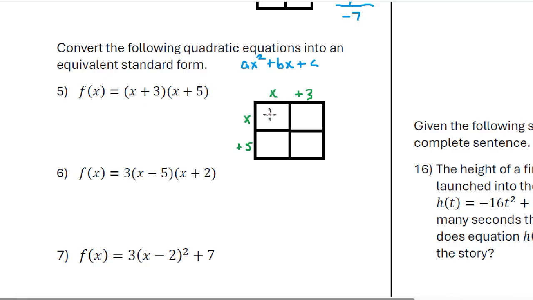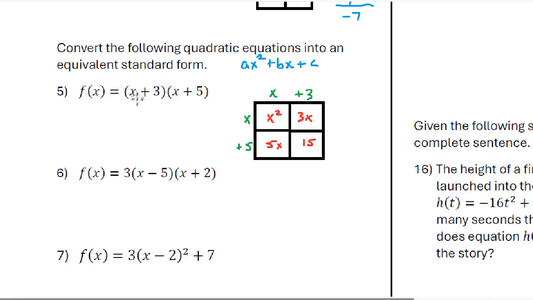X times x gets us our upper left. 3 times x gets us our upper right, 3x. X times 5 gets us our lower left, 5x. And 5 times 3 gets us our lower right, which is 15.